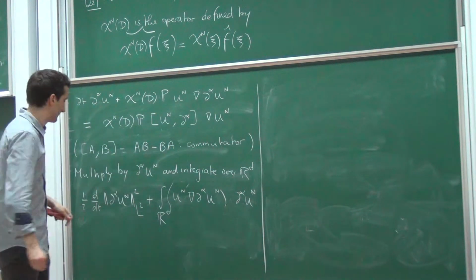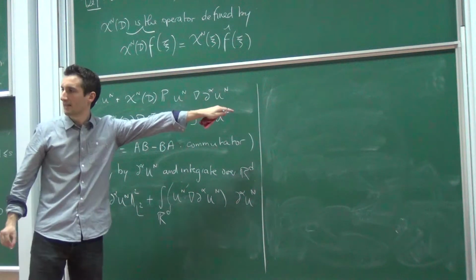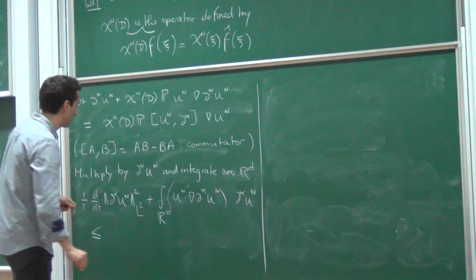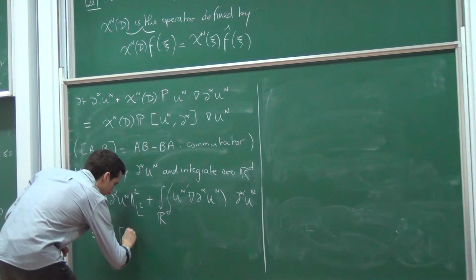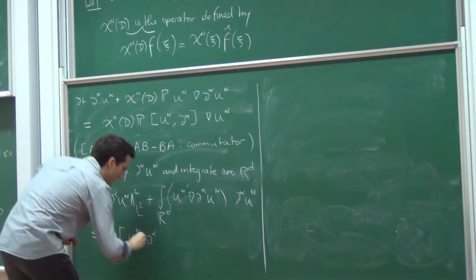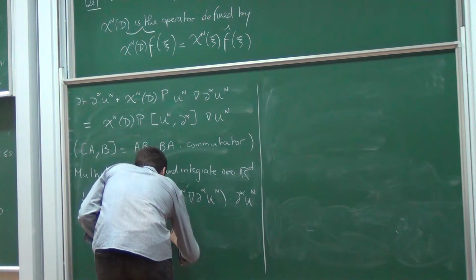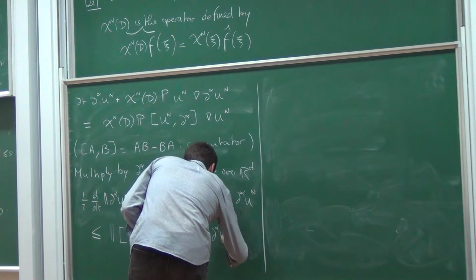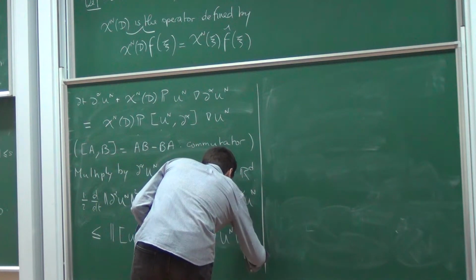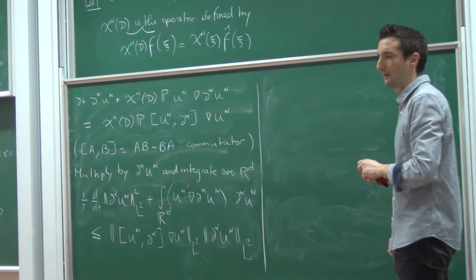And this guy at the right-hand side, I multiply by d alpha un, so I can use the Cauchy-Schwarz inequality, so that's less than the commutator of un and d alpha dot grad un in L2 times d alpha un in L2. Maybe I'm a bit quick, but you can check that.